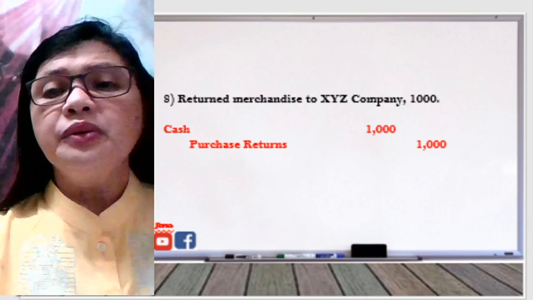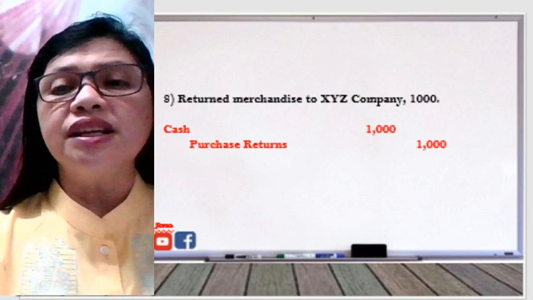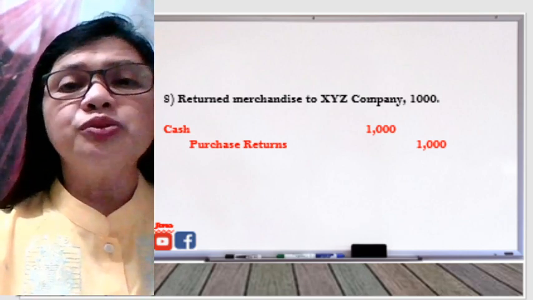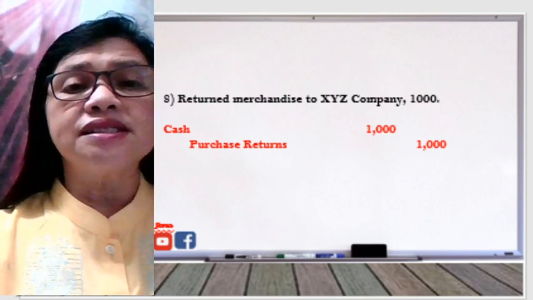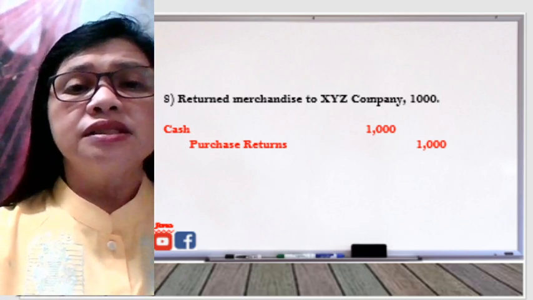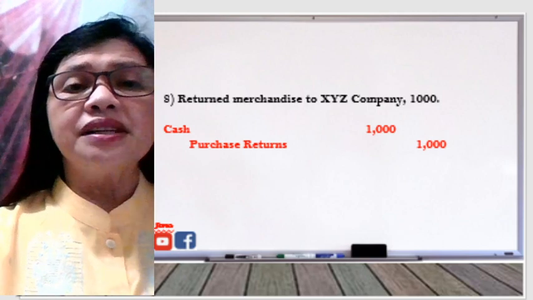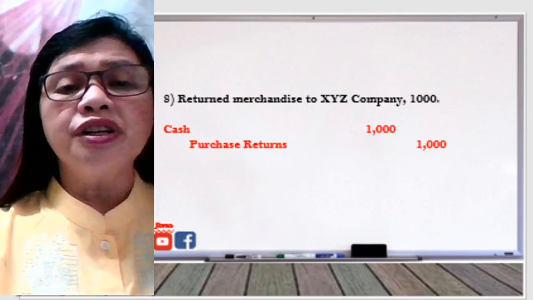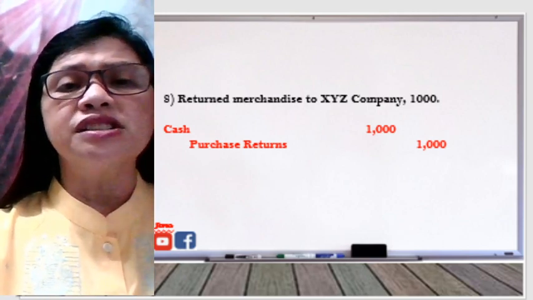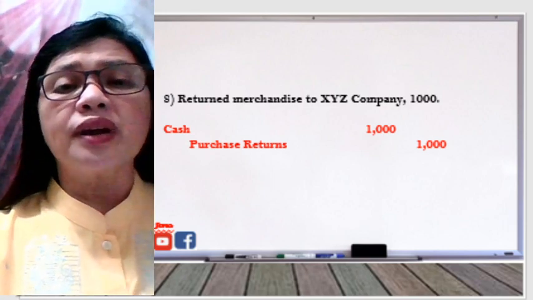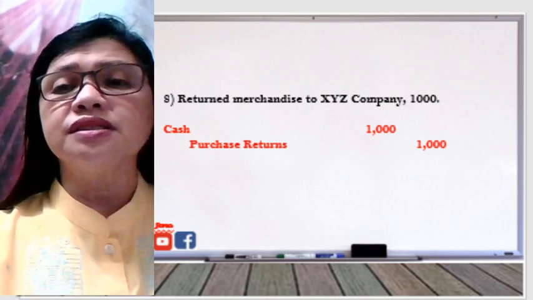Number 8, we have this returned merchandise to XYZ 1,000. So this is a purchase returns. So debit cash, you will receive cash from the return of the merchandise, but you have also to credit your purchase returns.